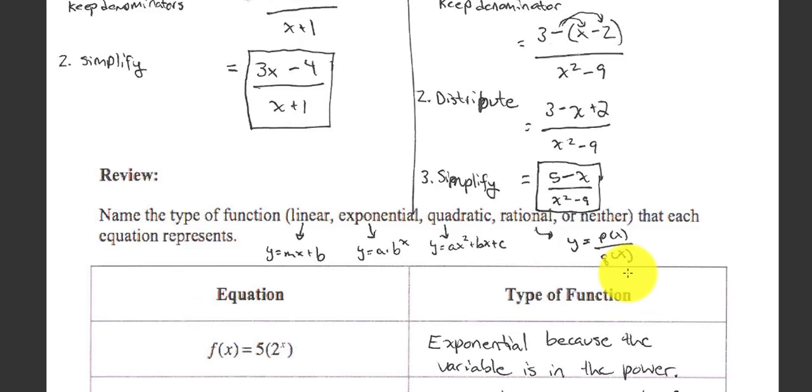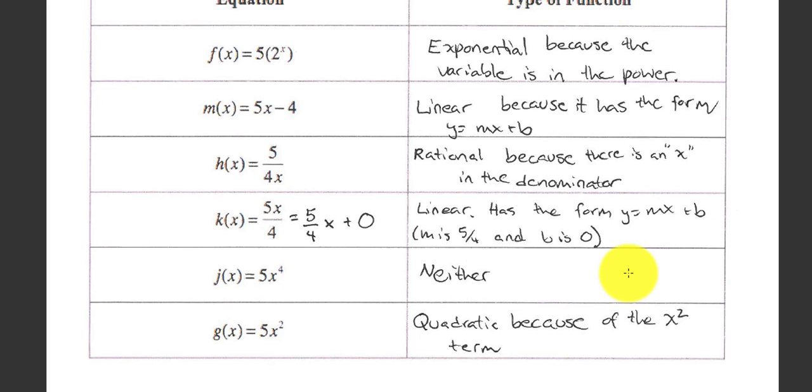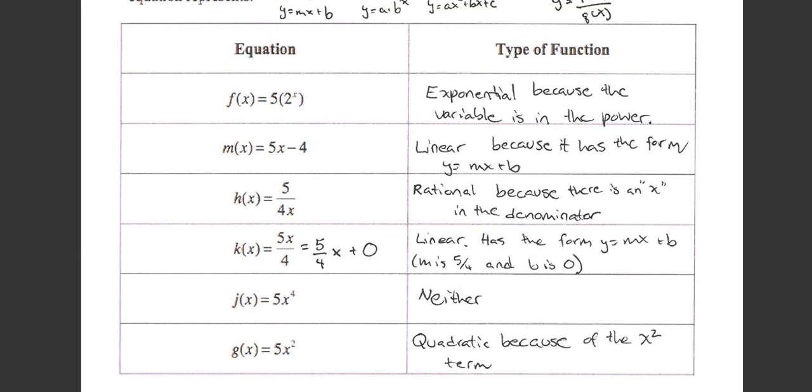Okay? And then the last is just some, I guess, they want you to identify the type of function. So I'll just leave this here for you to read on your own.